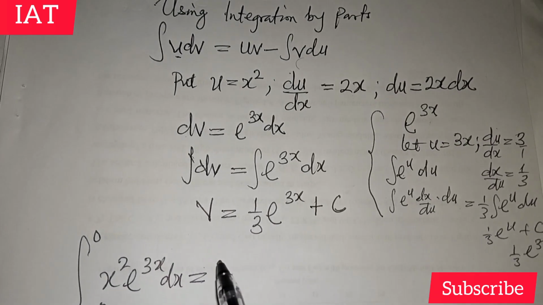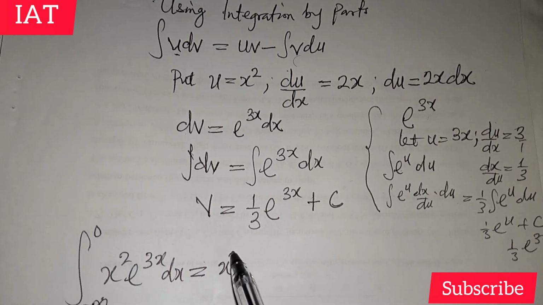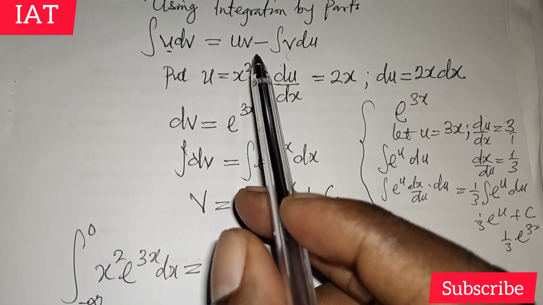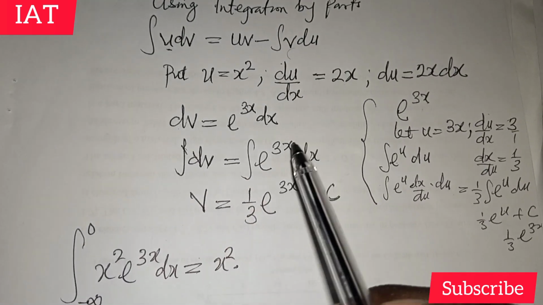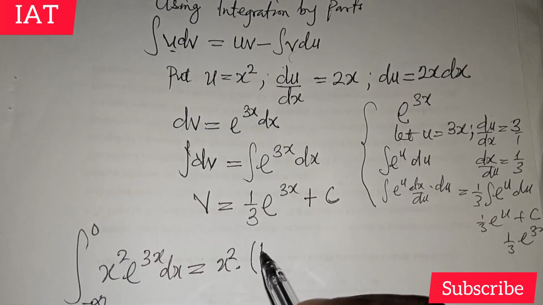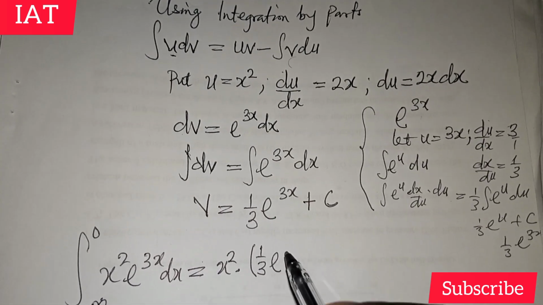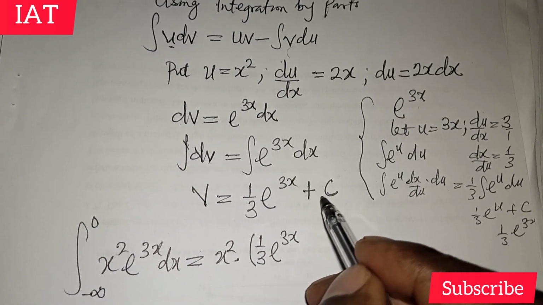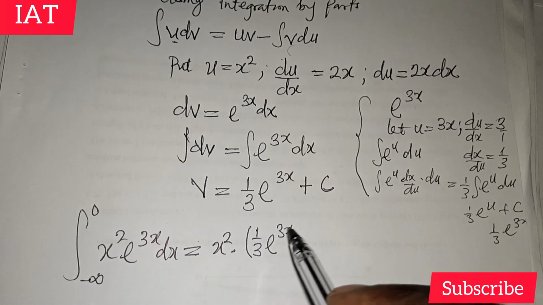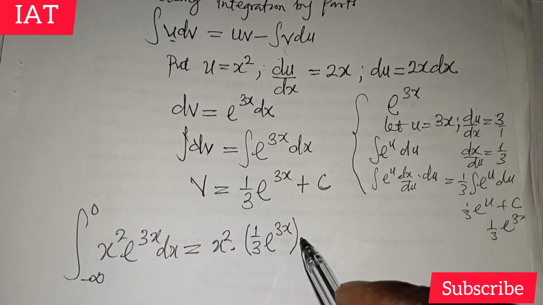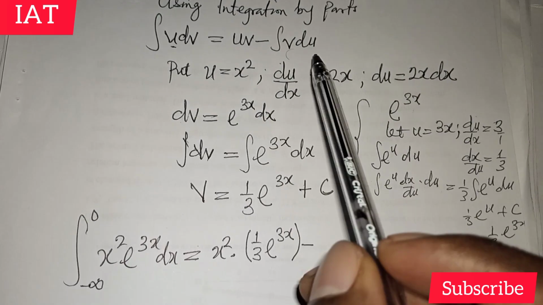The u we had was x squared, so x squared multiplies by v. The v we had was this one, so we have 1 over 3 exponential 3x. We don't need to add this plus constant c at the moment because we are still using it in the expression, minus. So what do we have here?